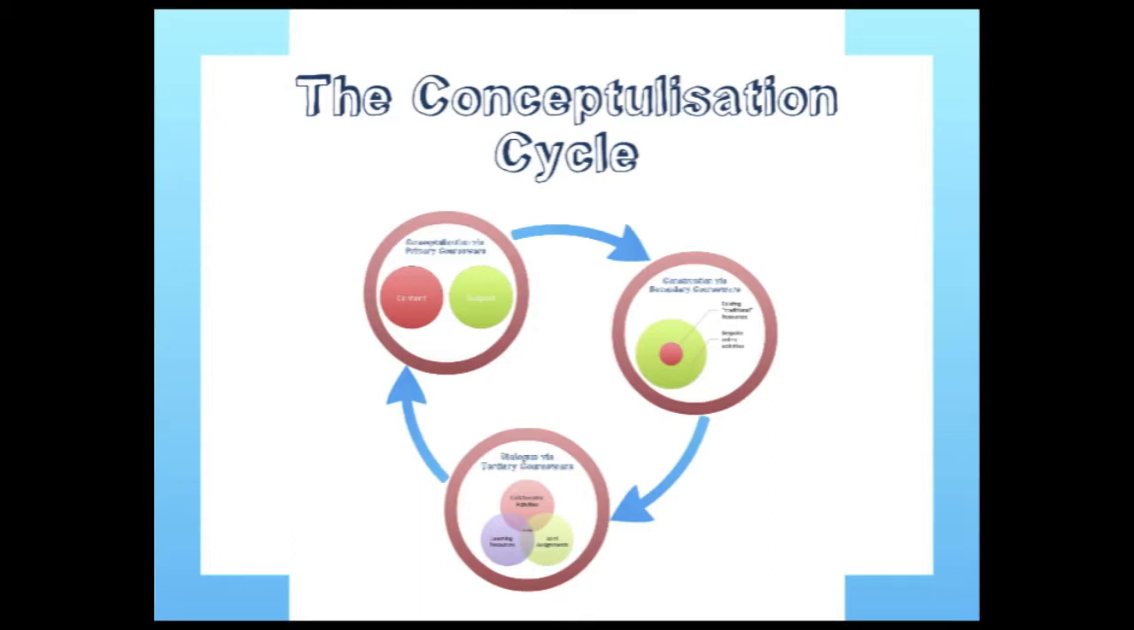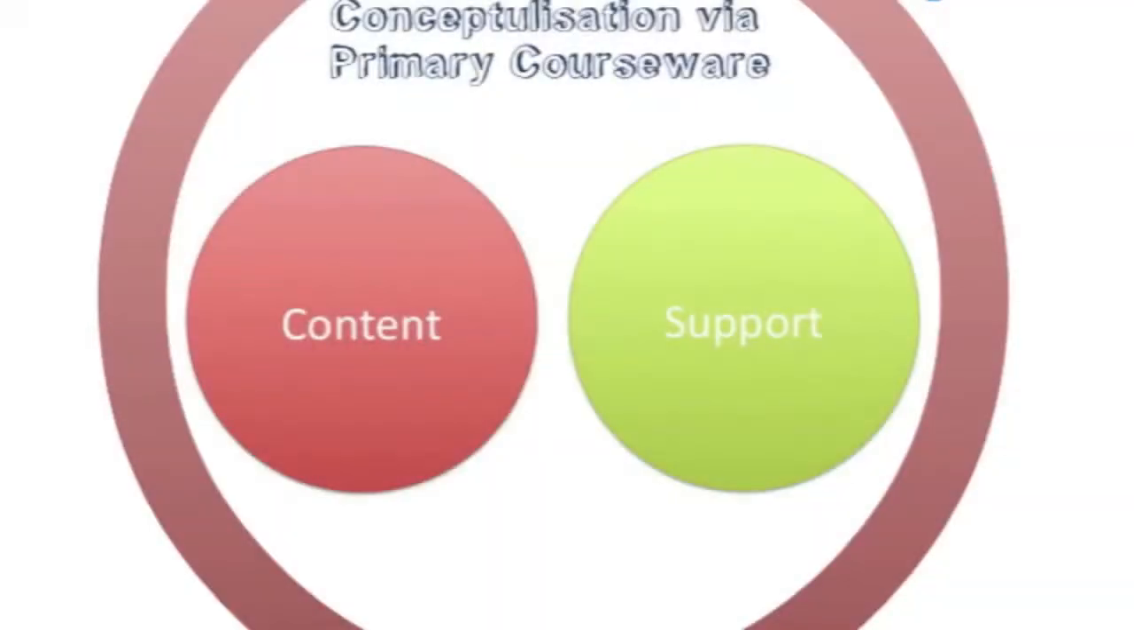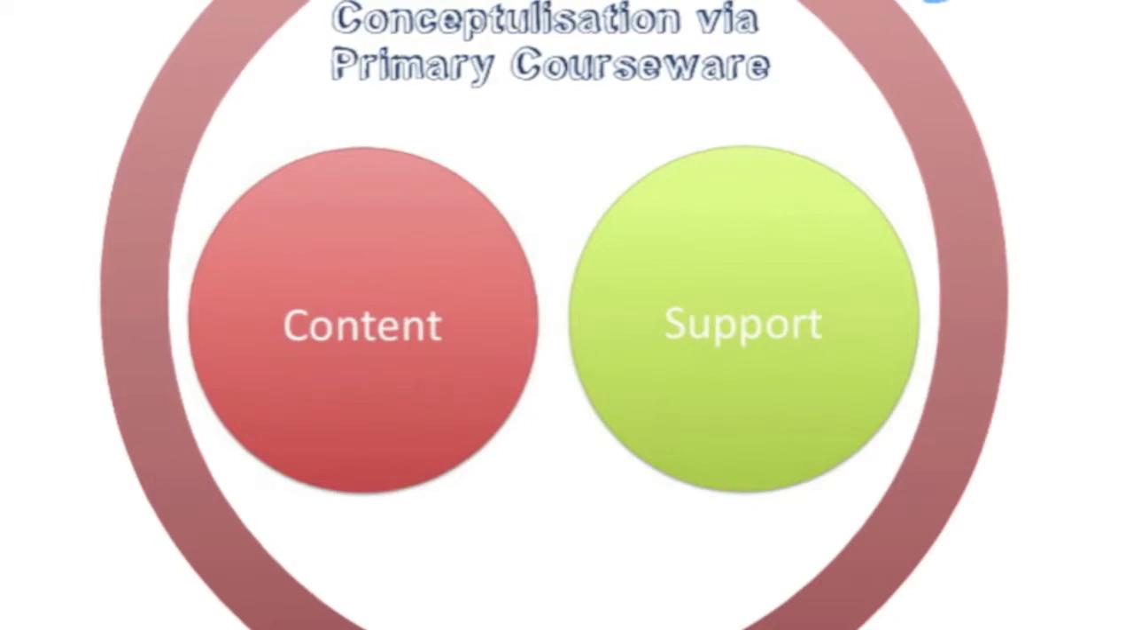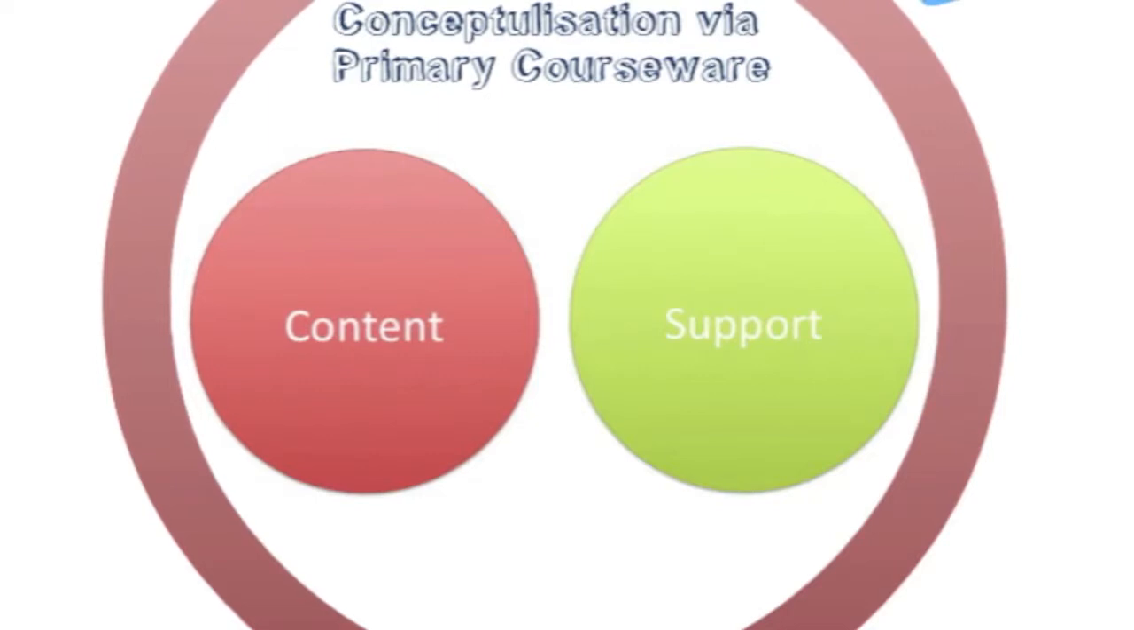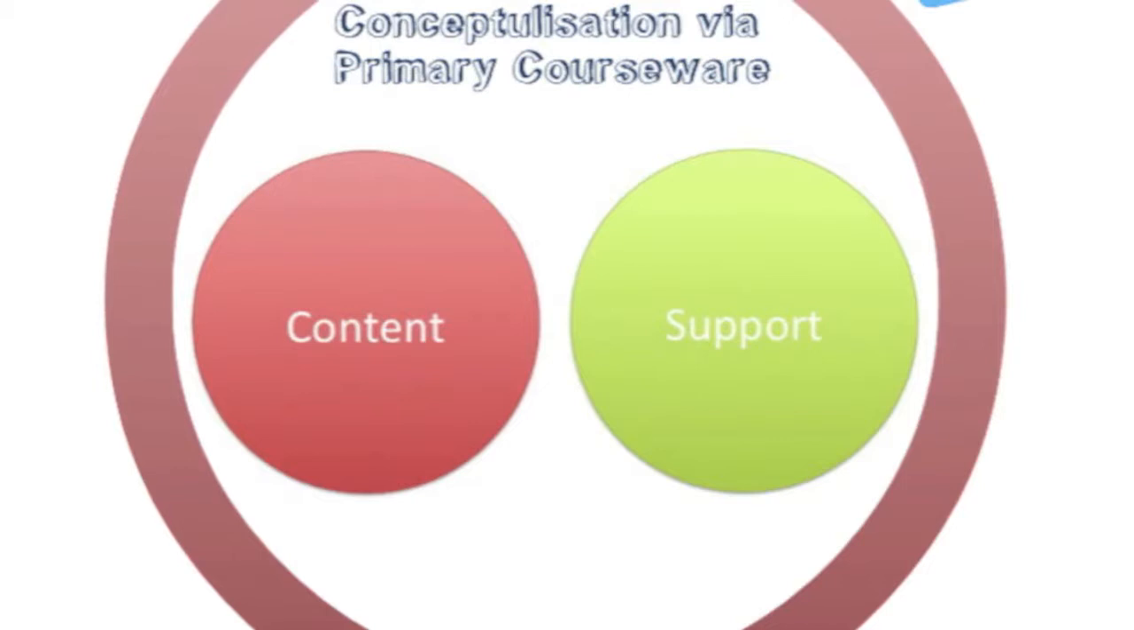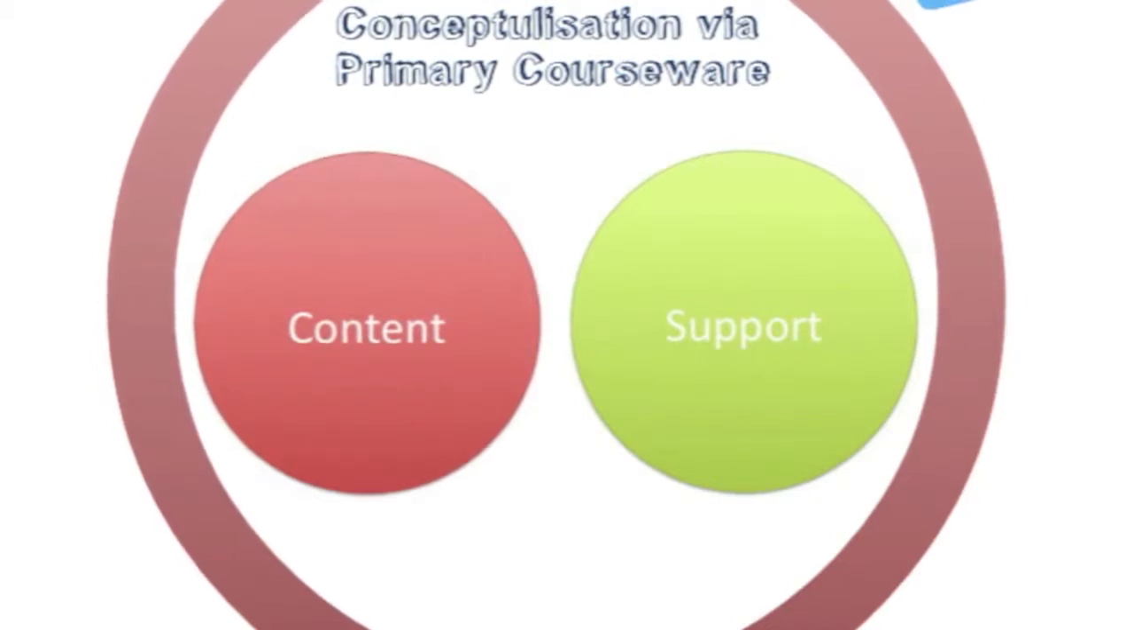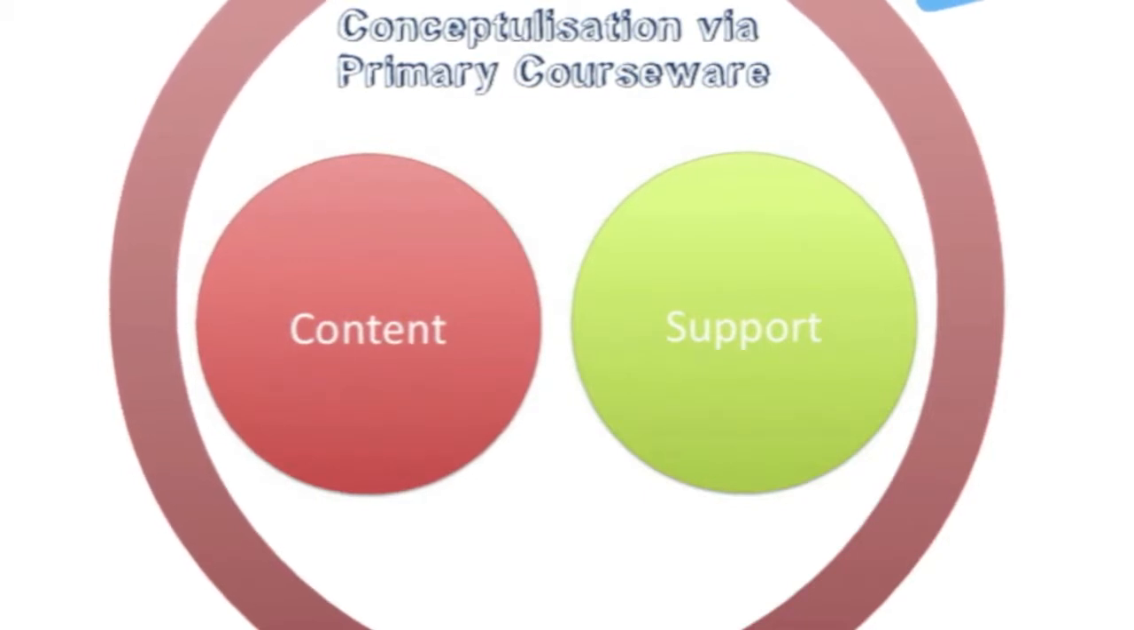Mays and Fowler originally coined the term the conceptualization cycle, and there's the outer one, but inside I've got Robin Mason stuff as well. I just want to talk you through this. What Mays and Fowler said was that when you first start using technology, most people will say, right, I've got some PowerPoints, I'm going to stick them on the internet. Job done. They call this conceptualization by primary courseware, which is a big posh way of saying, I'm going to put something online and you can read it, and by reading that, you will understand the concept I'm trying to teach you. Could be a handout, could be PowerPoint, could be video.